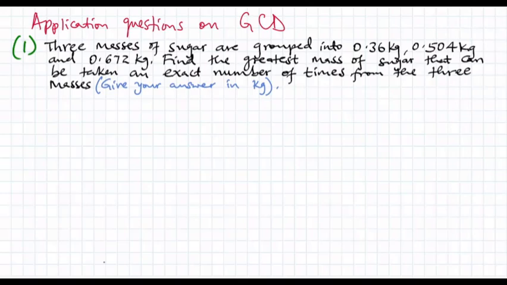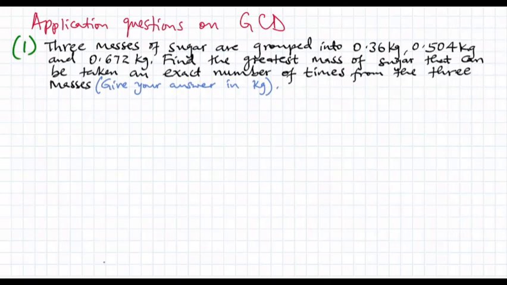Then you have an application question on GCD. This question says 3 masses of sugar are grouped into 0.36 kilogram, 0.504 kilogram and 0.672 kilogram. Find the greatest mass of sugar that can be taken an exact number of times from the 3 masses.